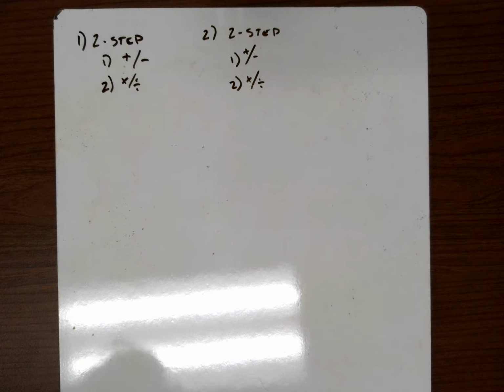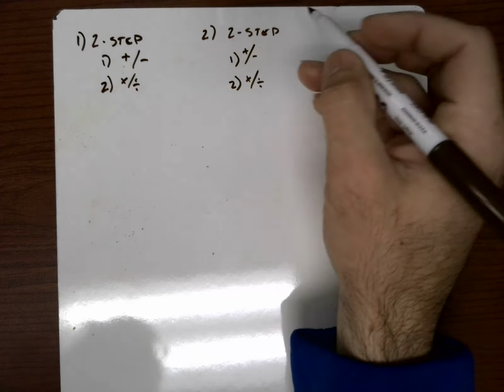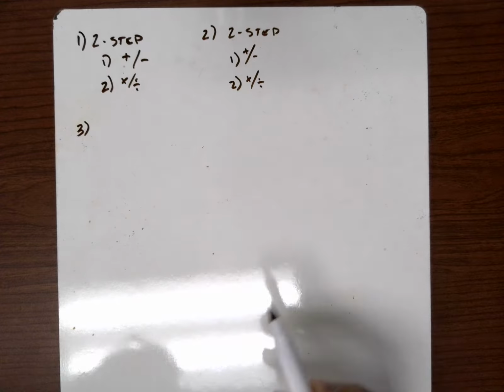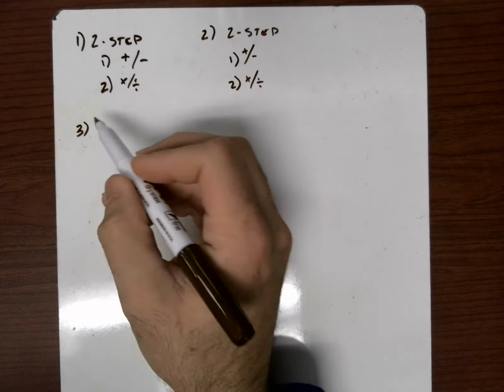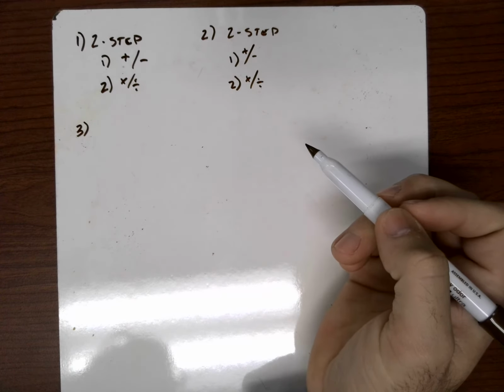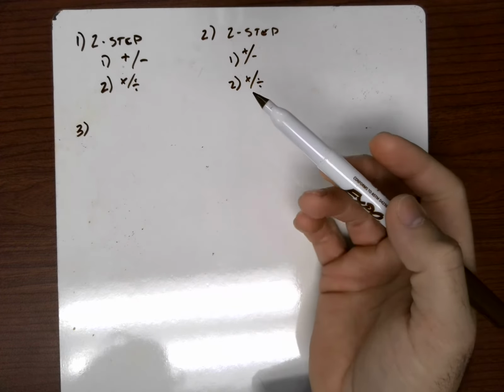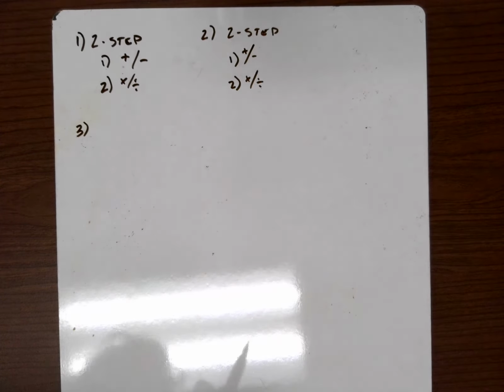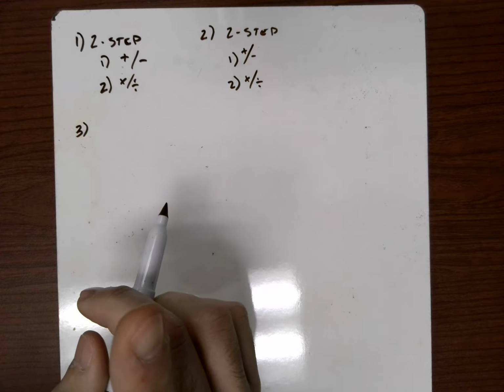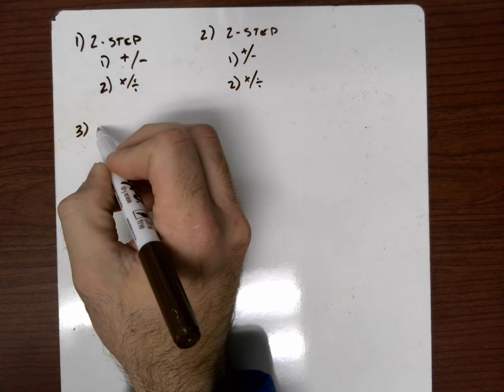Number three, solve for x. Number three is what we went over the other day. This is when you have variables on both sides. When we have variables on both sides, we need to get the variable to one side. I think Brendan, you asked a question on that, so I'll give you an example.